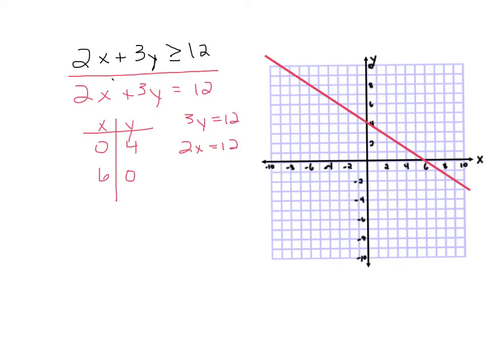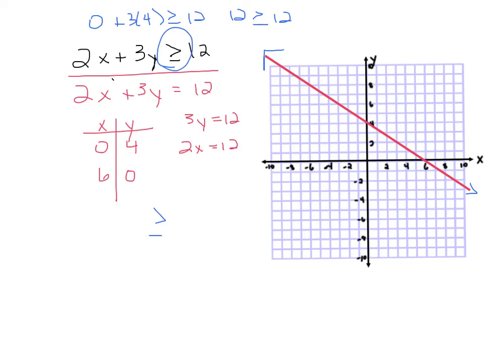Okay, all done. So there's your line. It goes through (0, 4) and (6, 0). The second thing we're going to do is decide whether or not it should be solid or dotted. So we'll look at the inequality sign. It's a greater than or equal to sign. So that means it's a solid line. If we were to pick a point right on the line, like (0, 4), it should work, right? If we check it, 12 is greater than or equal to 12, yes, it does work, so a solid line is appropriate.